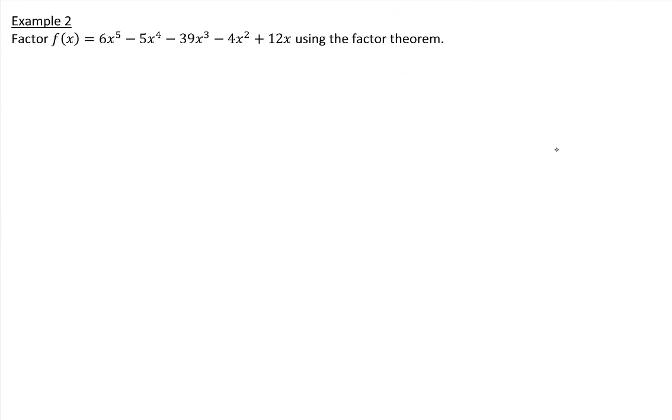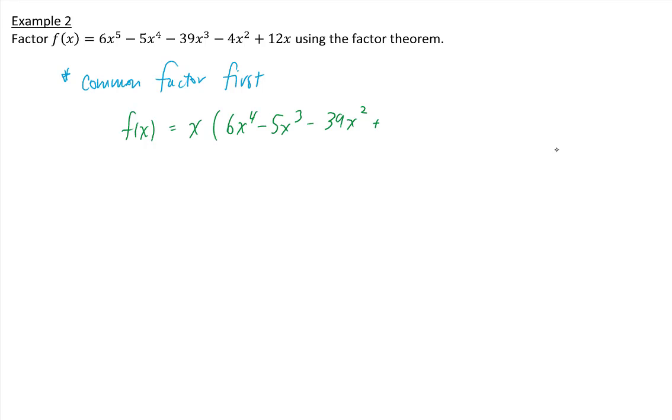Let's go to a degree 5 polynomial. So first off, before you use the factor theorem, you should always common factor first. And for this expression here, we have a common factor of x. So f of x is equal to x, and then now we have a quartic function that we need to factor.